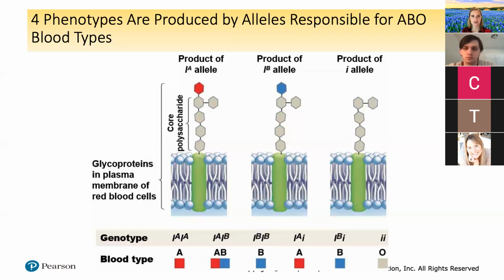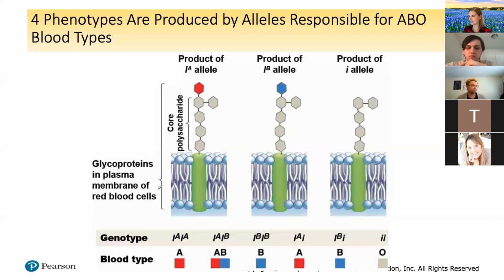And so you're still going to inherit two alleles, one from each parent. So we will still be able to write a genotype for blood type. We're going to see that if you are A blood, you may have the genotype capital I, A, capital I, A. That's going to be an option for that.